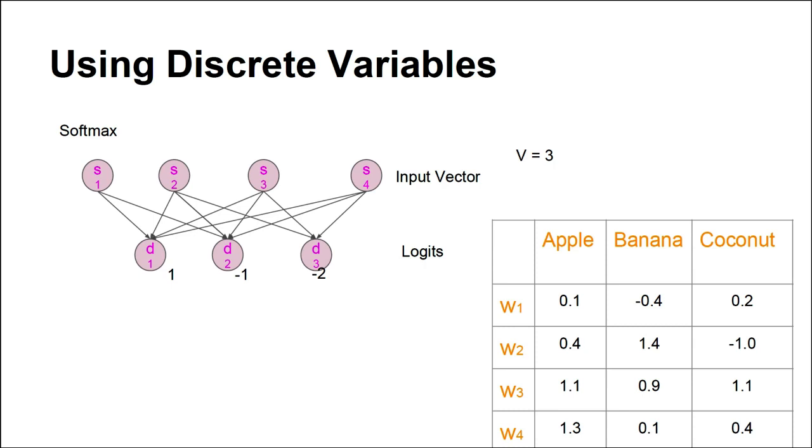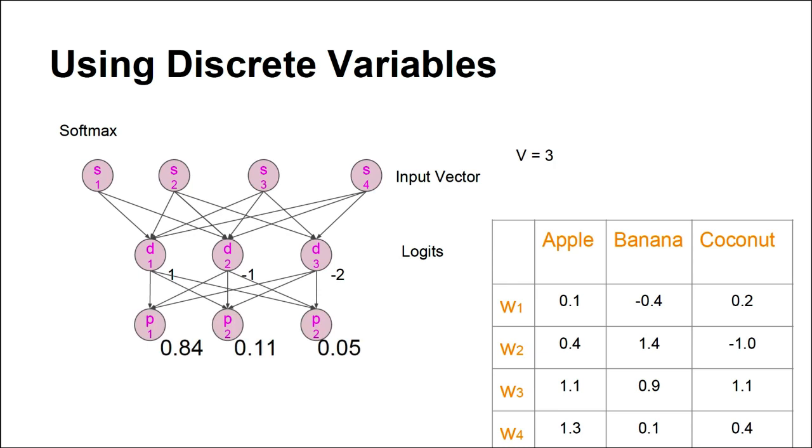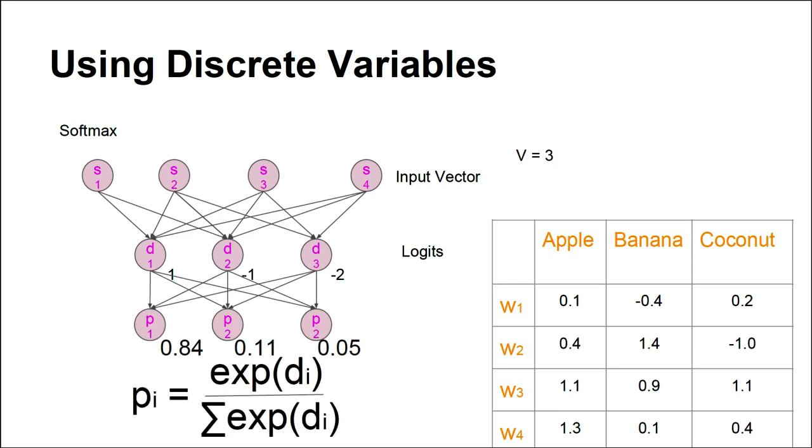So in the input, it's the size of the hidden sigmoids, and on the output you have 1 value for each type of fruit. So D1 could be apple, D2 could be banana, and D3 could be coconut. And then you want to convert this into a probability. And the way you do this is to apply the softmax function, which is basically you take the exponential of each D and divide by the sum of the exponentials of all possible logits. And you compute this for each of those numbers.